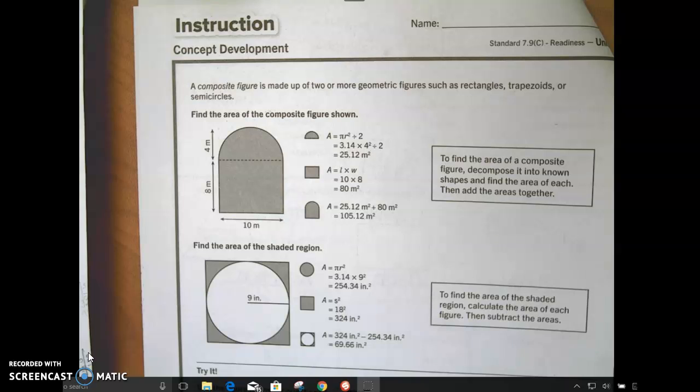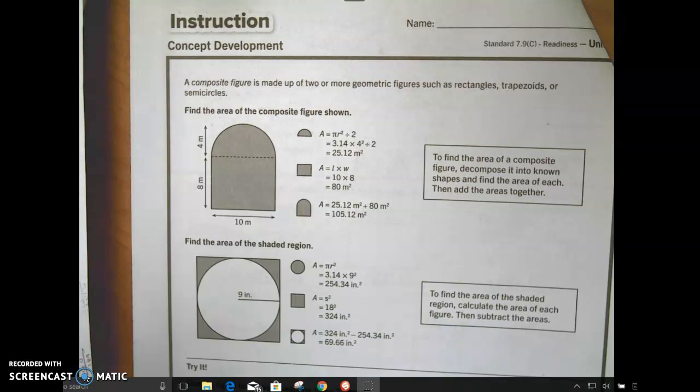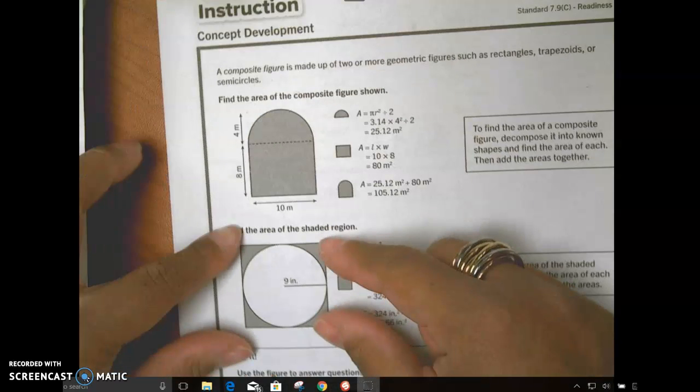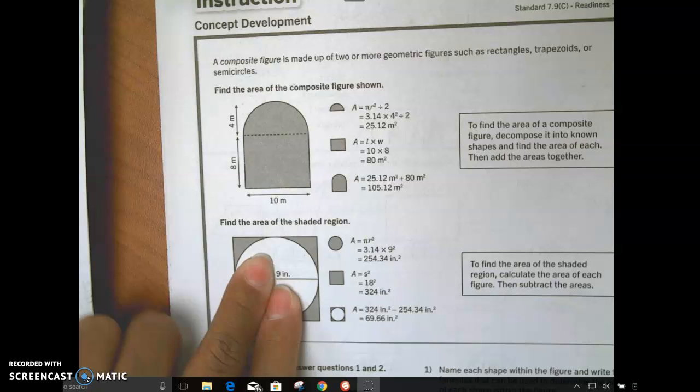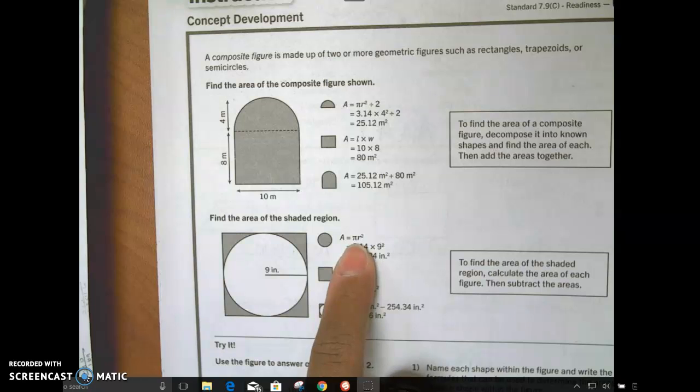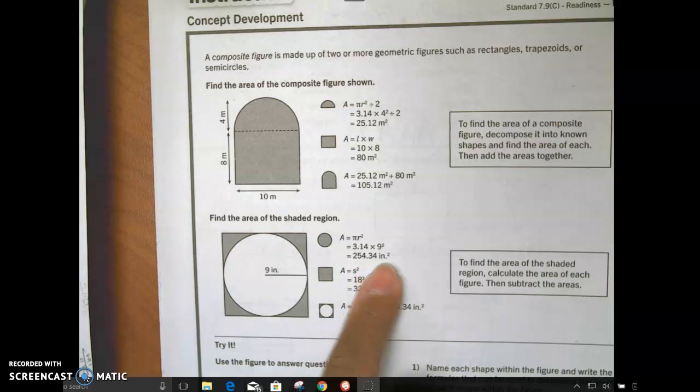Now down here where it's not shaded, what do you think I'm going to do? Subtract. On the non-shaded region, we have to take it away. So we find the area of the bigger piece, and then we take away the non-shaded part. So what they did was they found the area of the whole circle, because this isn't a half one, which is 3.14 times 9 squared, which is 254 3/4 inches squared.